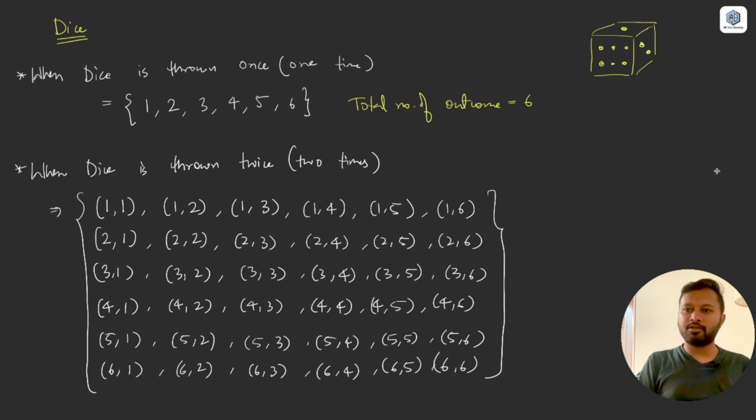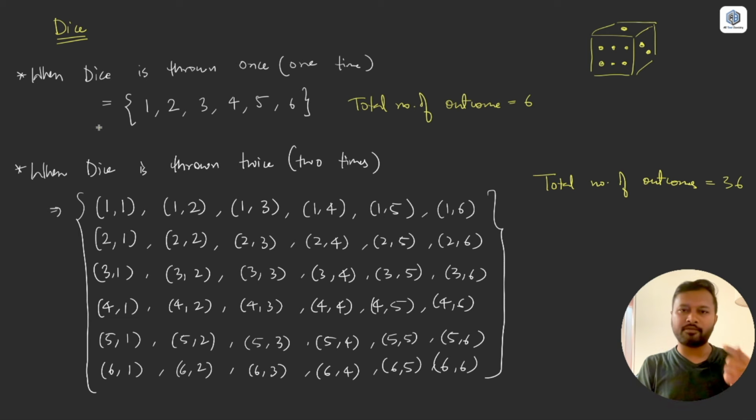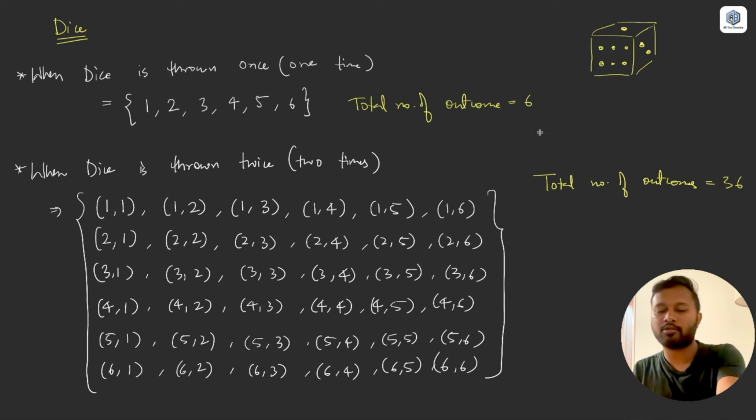How many possibilities do you have in this case? The total number of outcomes are 6 multiplied by 6, you get 36. So when you have thrown the dice once, you got 6 outcomes. When you have thrown the dice twice, or 2 times, you got 36 outcomes.